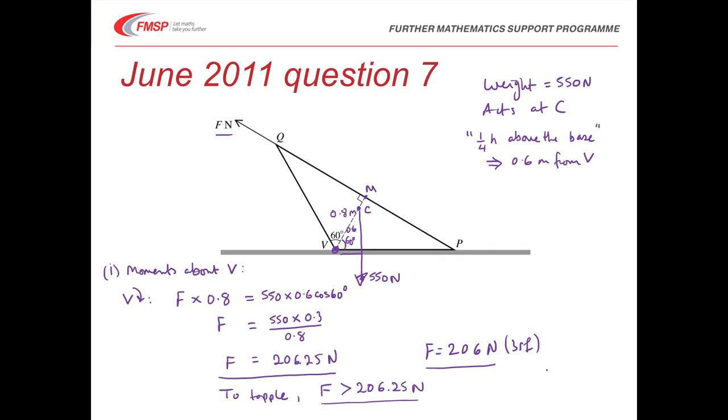That part of the question is worth 4 marks, and they're allocated as follows. Correctly choosing to take moments about V is worth a method mark, and then getting the left-hand side is worth 1 mark and the right-hand side is worth another mark. That's 3 of the 4 marks. Rearranging to get the final value for V is worth the 4th mark, and 206 newtons to 3 significant figures is acceptable according to the mark scheme.